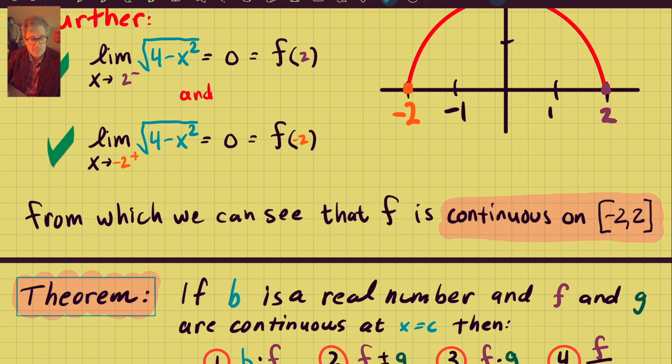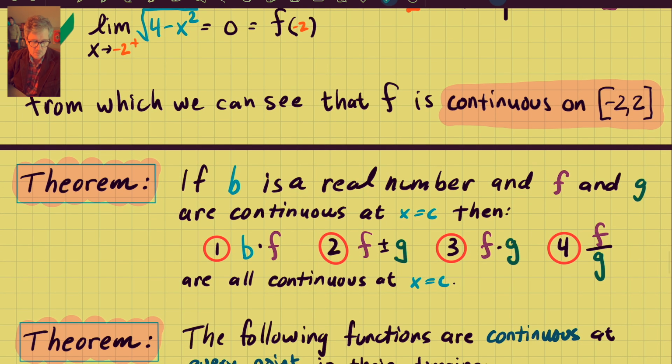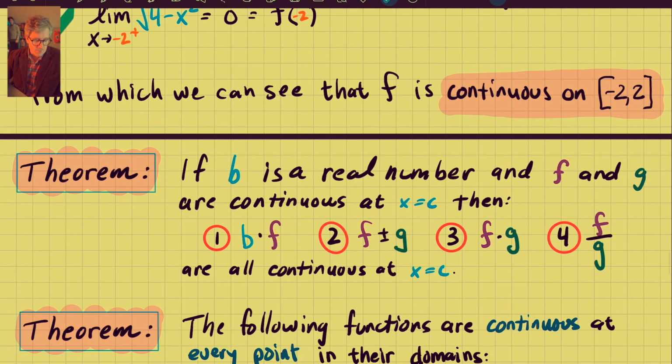We establish an idea and a definition, we maybe crank out a theorem, and then we start extending it to all kinds of combinations of functions. And so the next theorem does this. So if b is a real number and f and g are continuous at some value, x equals c, some real number c, then the product of a constant and the function is continuous.